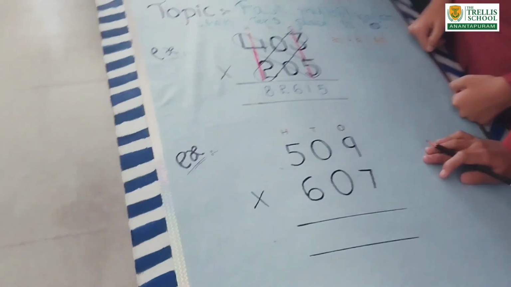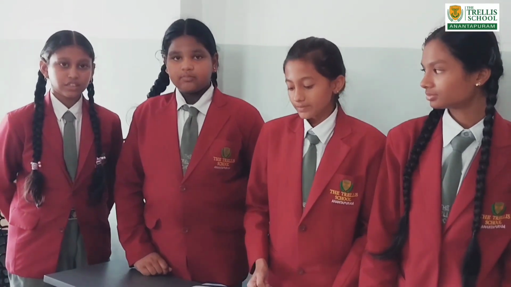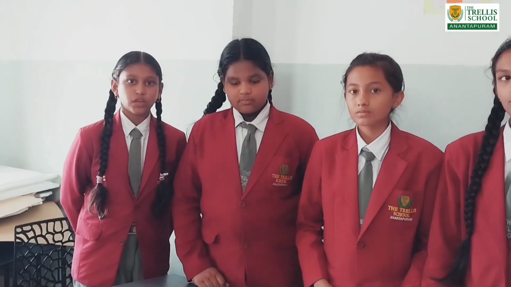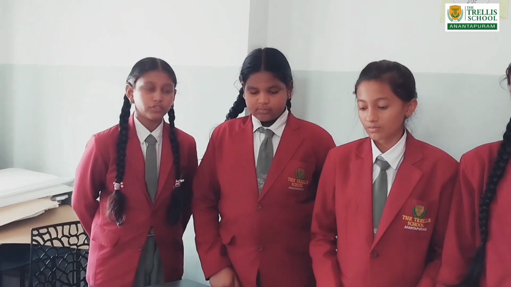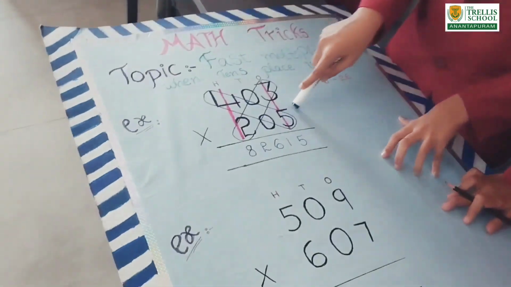Aryabhatta, the famous Indian mathematician and astronomer, discovered 0. He covered a range of topics such as extracting square roots and solving quadratic equations. So I am going to give one example. We took 403 and 205.